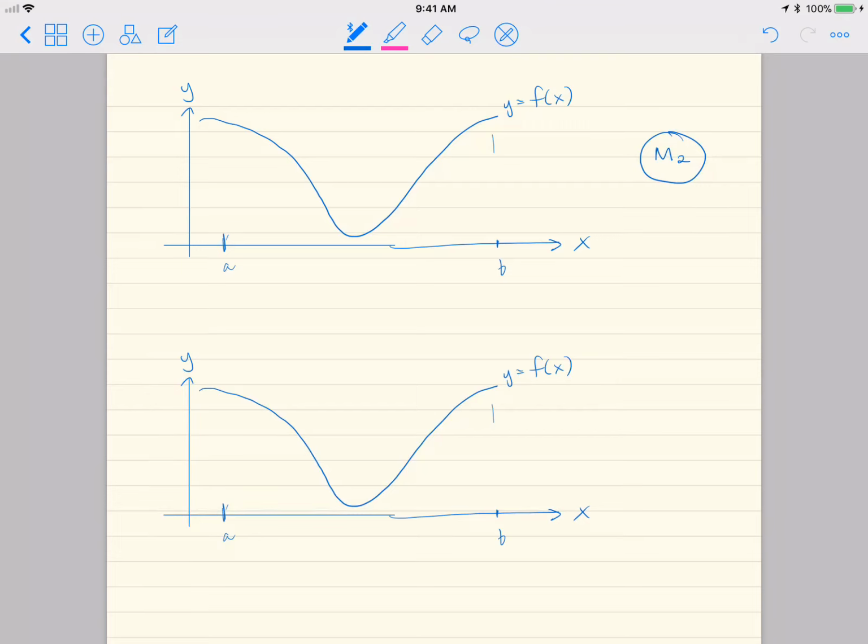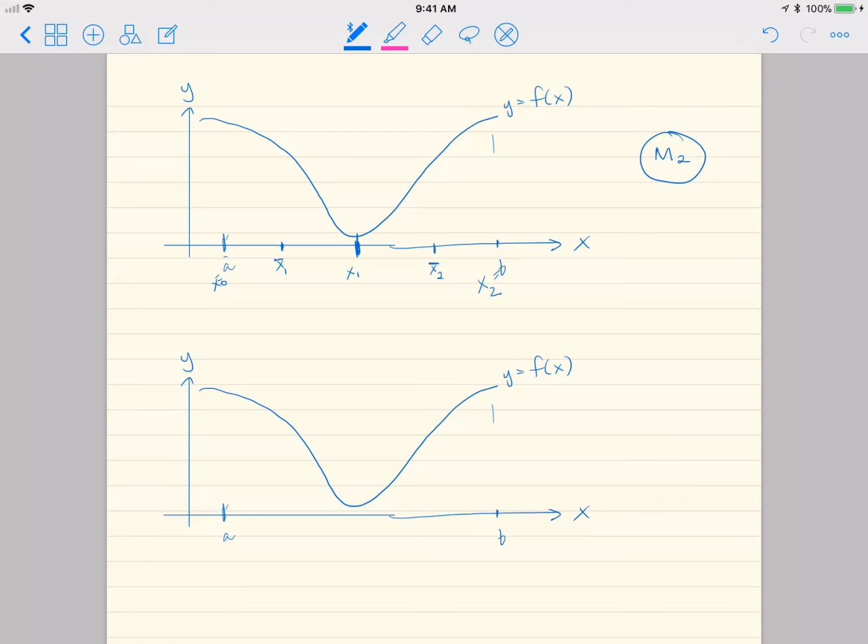do? We would take our interval from A to B. We would split it in half, right? This would be x naught is equal to A. This is x1, and x2 is equal to B. Okay, then we'd have to find those midpoints. So this first midpoint would be x1 bar, and the second midpoint would be x2 bar.